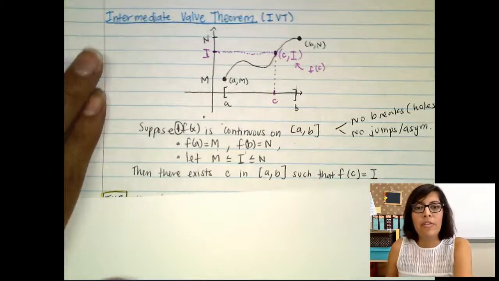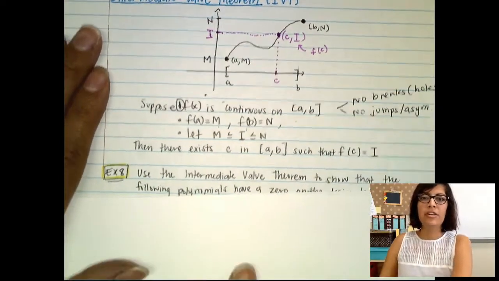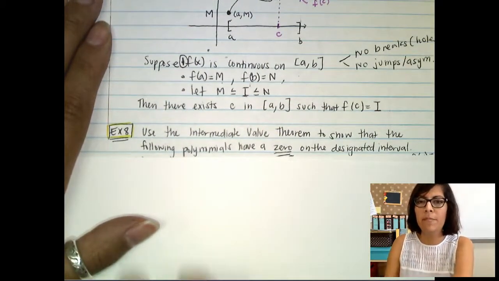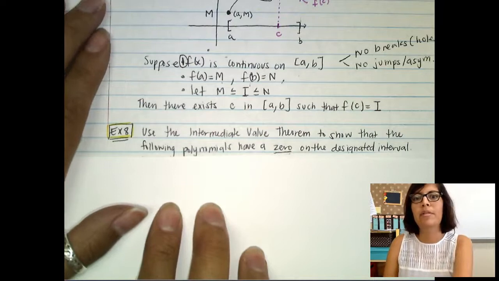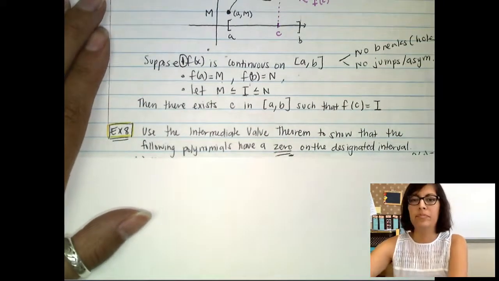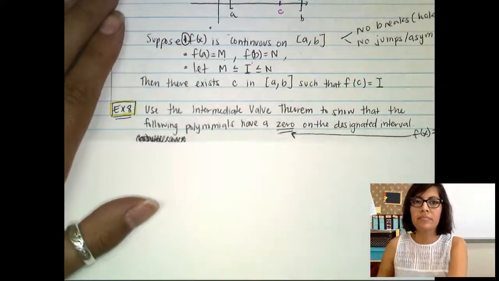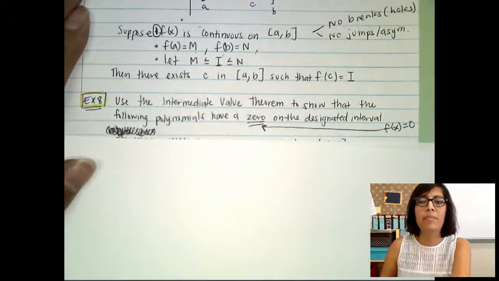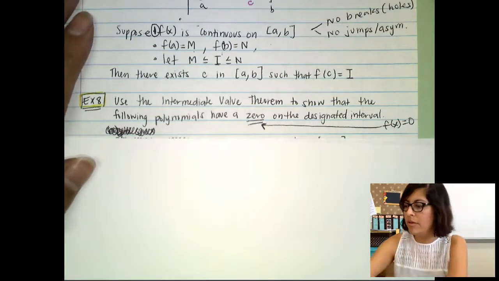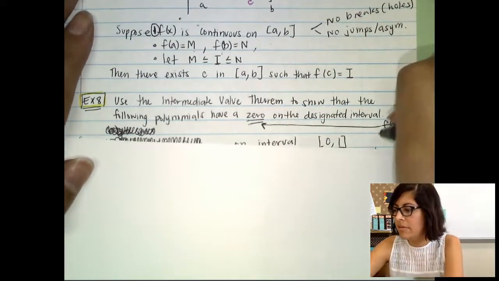It's very useful for finding zeros of your function. So the intermediate value theorem says: use the intermediate value theorem to show that the following polynomials have a zero on the designated interval. So a zero, remember, is when f of x is equal to 0. It's your x value.